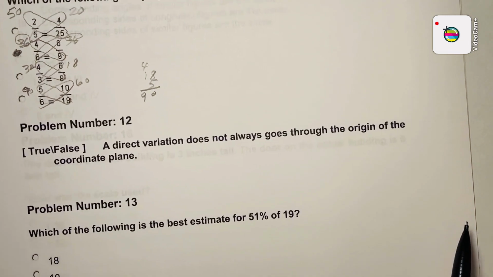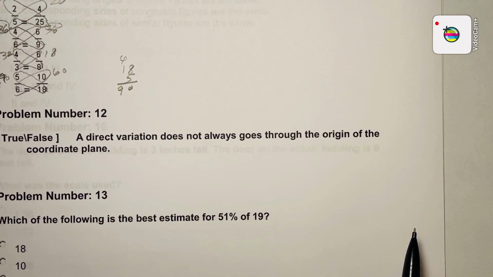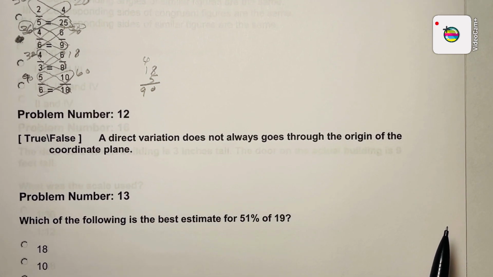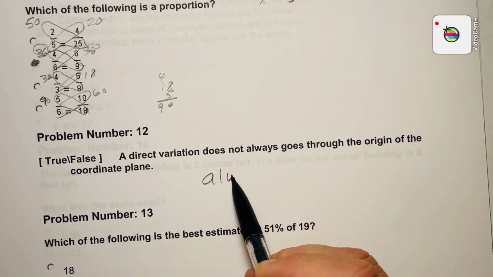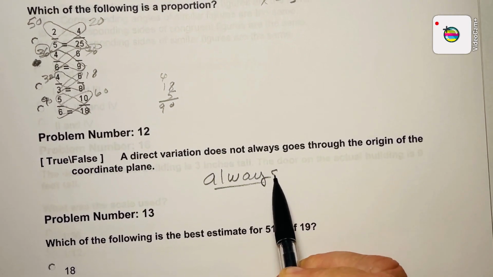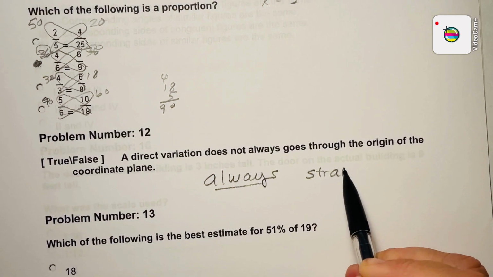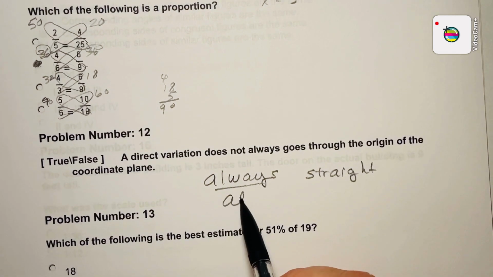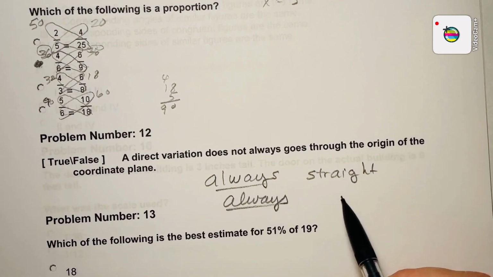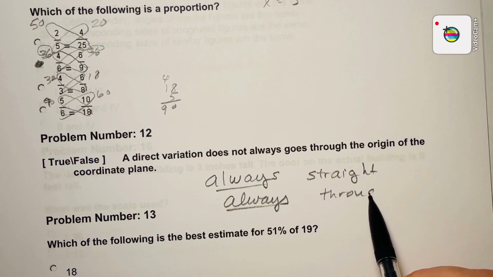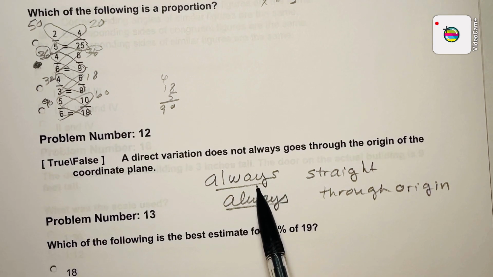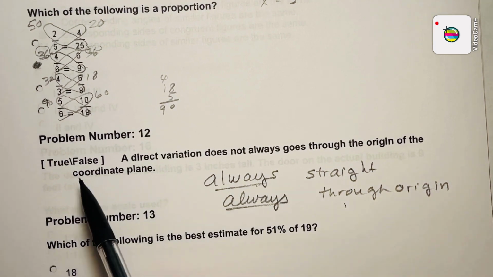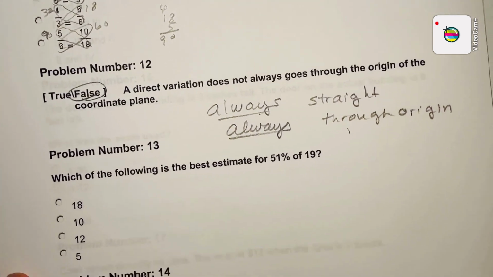Problem number 12, true or false? A direct variation does not always go through the origin of the coordinate plane. We learned this. A direct variation is what? Always a straight line. Always goes through the origin. Okay, remember that. Always must be a straight line and always must go through the origin. So this is false.